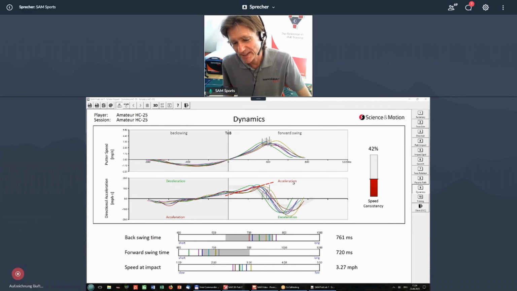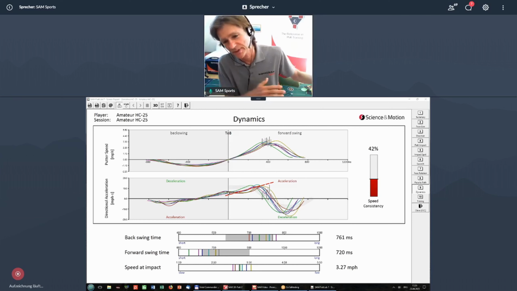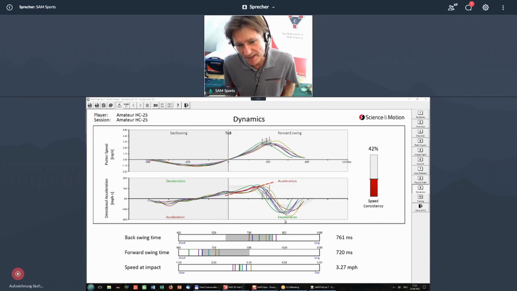Why are deceleration and acceleration directly meeting at top of backswing? Well, because both have a force which is pointing to the left. And acceleration in the backswing and deceleration in the forward swing both have a force which is pointing into the right.